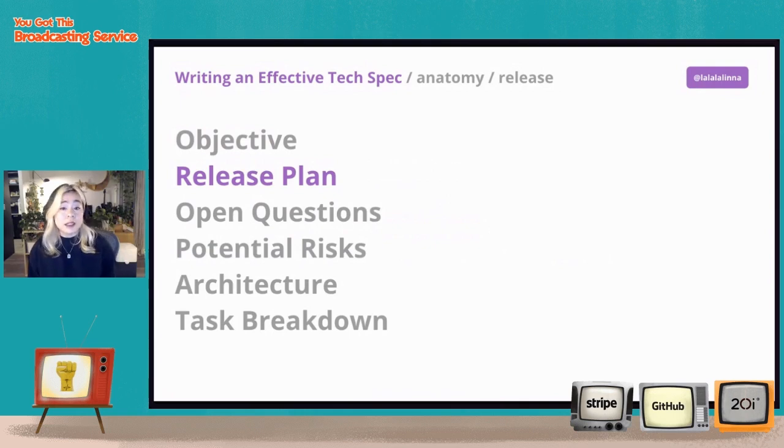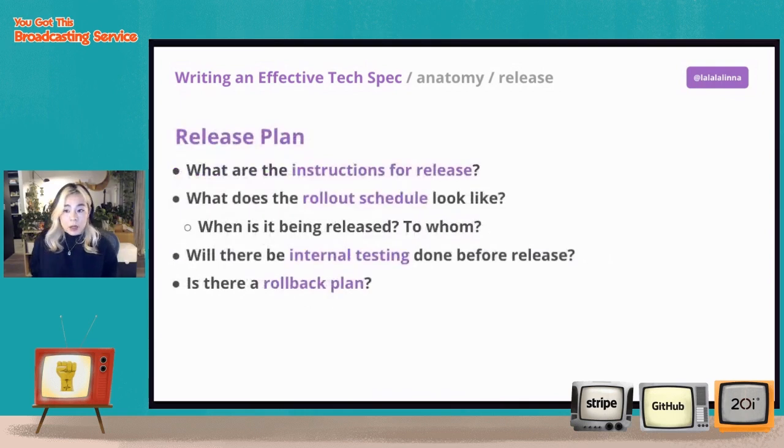So next, let's talk about release plan. This section should include instructions for release that are specific enough to hand off to someone else, and they should be able to do it for you if needed. So for example, are you using feature flags? Are you doing a full deploy? You should be putting that in here, and like how you would actually deploy it.